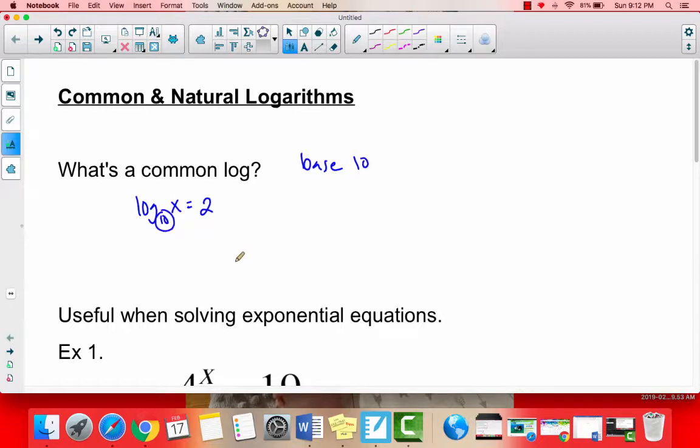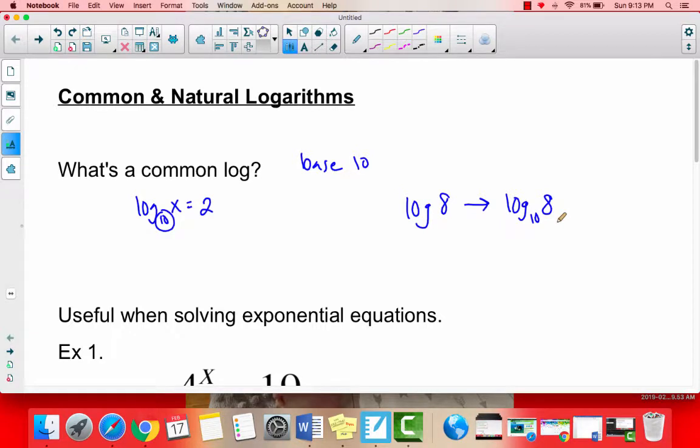You can also see common logs written without the base, so that might look like this: log of 8. This is understood to have a base of 10, so we could rewrite this with the base and it would look like this: log base 10 of 8. Same thing, written two different ways.